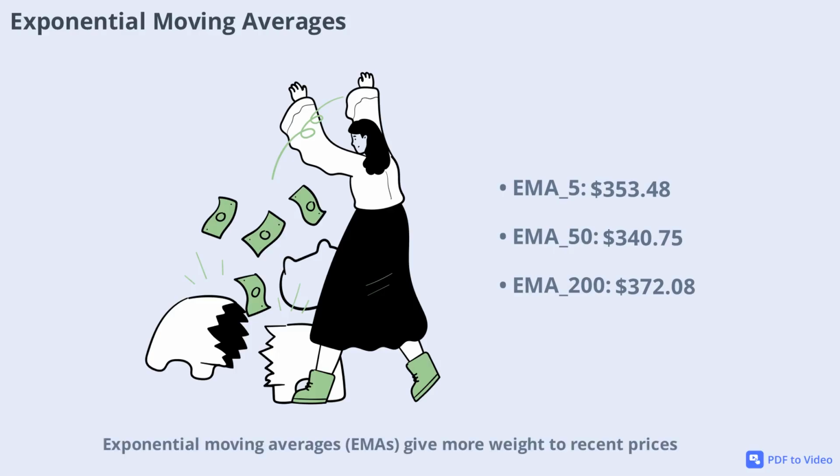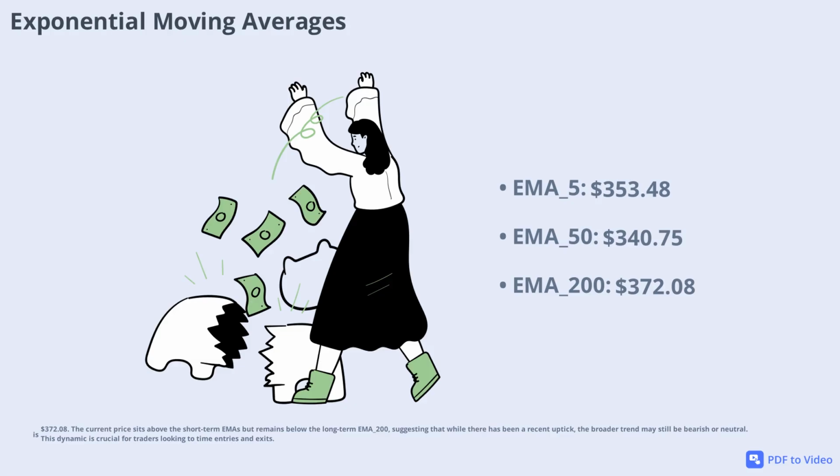Exponential moving averages, EMAs, give more weight to recent prices, making them responsive to current market conditions. For ADBE, the EMA5 is $353.48, EMA50 is $340.75, and EMA200 is $372.08. The current price sits above the short-term EMAs, but remains below the long-term EMA200, suggesting that while there has been a recent uptick, the broader trend may still be bearish or neutral. This dynamic is crucial for traders looking to time entries and exits.